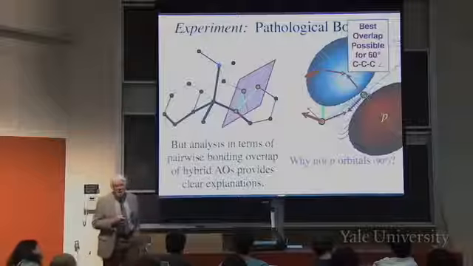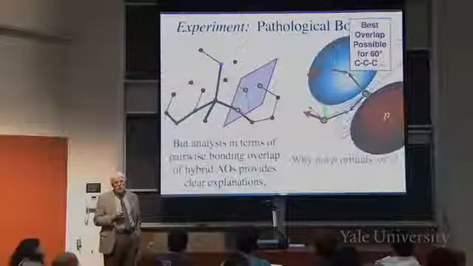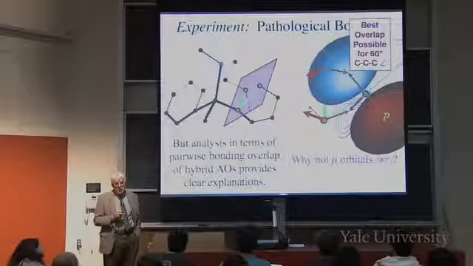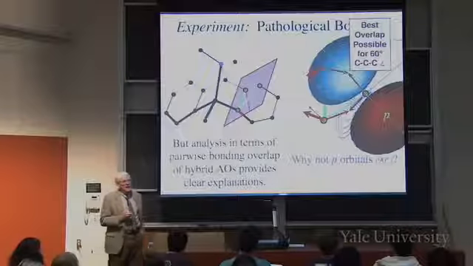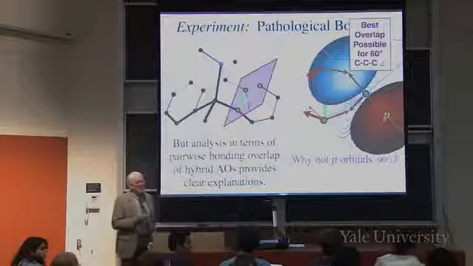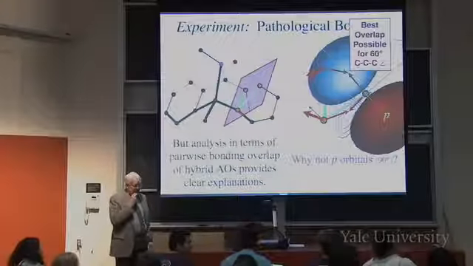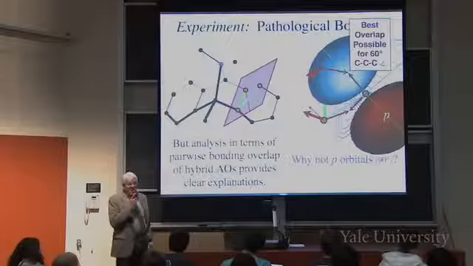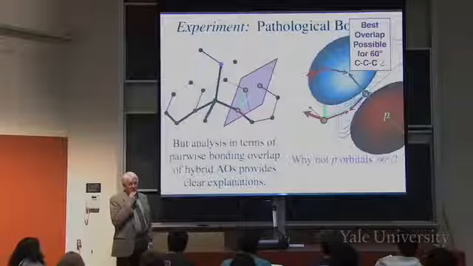Can anybody see why that won't give the best overlap? How could you change the orbital so as to get better overlap? The best overlap is between S and... Remember, that depends on the distance. And they're very close to one another.